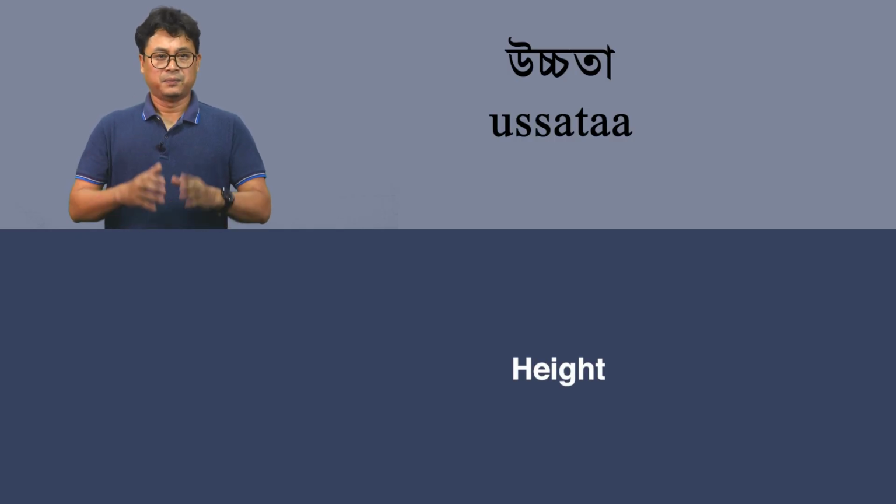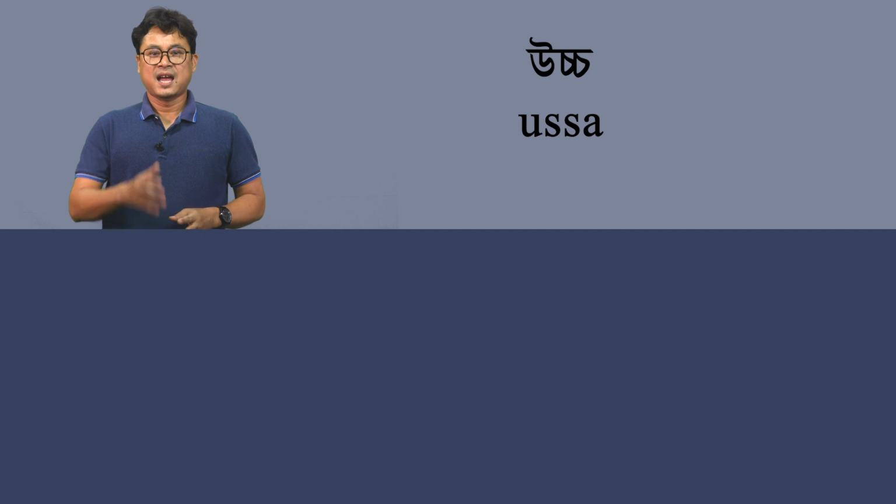Another example is ussota, meaning height, from usso, which means high. In this case, a physical or measurable quality, that is, usso, is converted into an abstract noun, that is, ussota. Thus, the suffix ta or ota plays a crucial role in Assamese by enabling speakers to move from concrete description to abstract expression. This makes it especially important in academic, descriptive, and literary context.